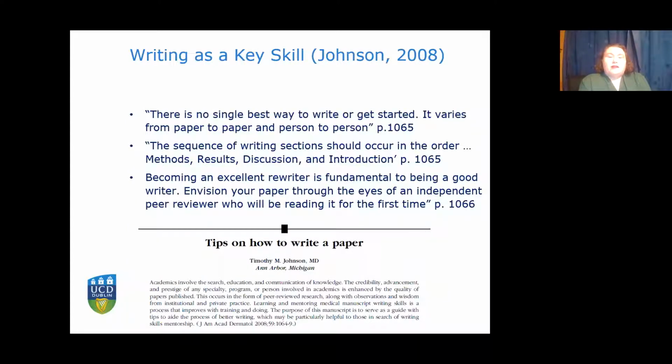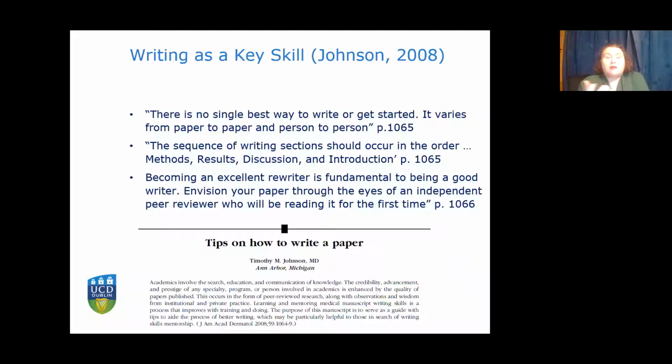Just picking up on the issue of writing as a key skill, if you Google academic writing, writing for review in Google Scholar, there's actually quite a number of papers that have been written in different disciplines capturing this idea of writing as a skill. And I was just struck by this particular paper by Johnson from the Journal of the American Academy of Dermatology. And again, not necessarily a journal you might read in your specialist area, but I was really struck by some of the really interesting points that this paper made.